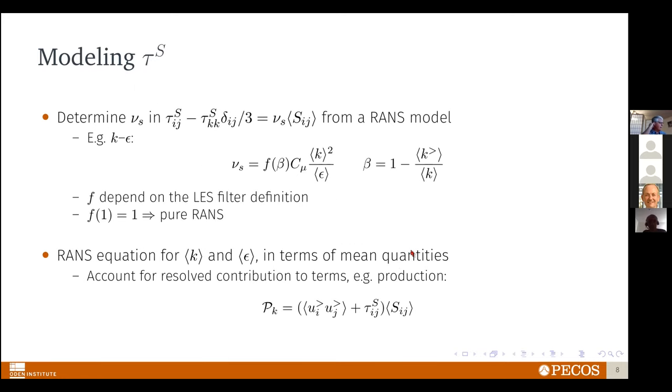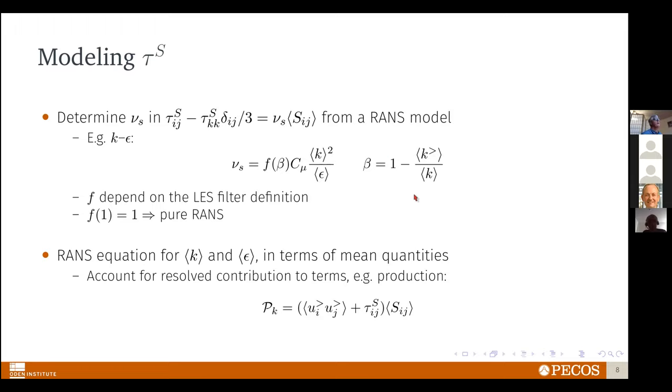Well, for modeling tau_s, we're going to model tau_s essentially based on a RANS-type representation. In fact, this eddy viscosity, you'll recognize as a k-epsilon type representation for the eddy viscosity, and you'll notice that I have the expected values of k and epsilon here because that's important. And then there's this factor here, which is a function of essentially how well resolved the LES is.